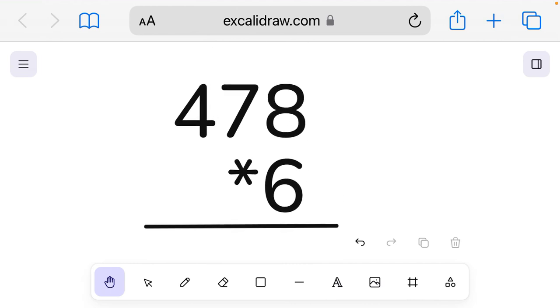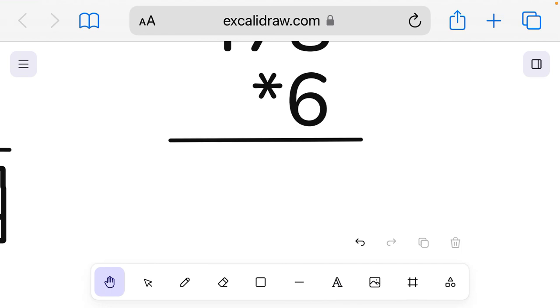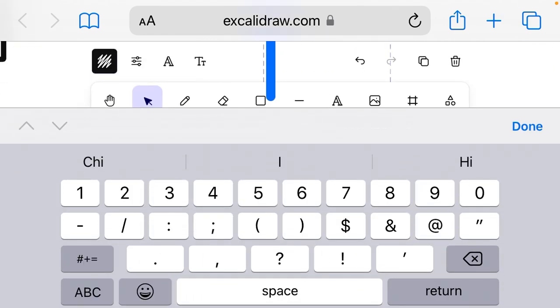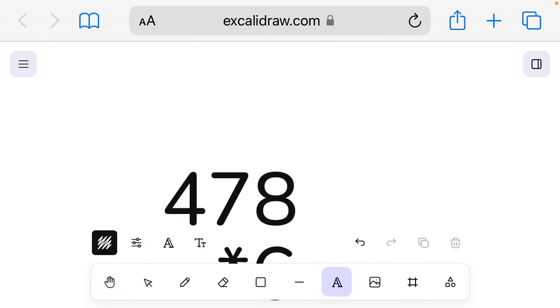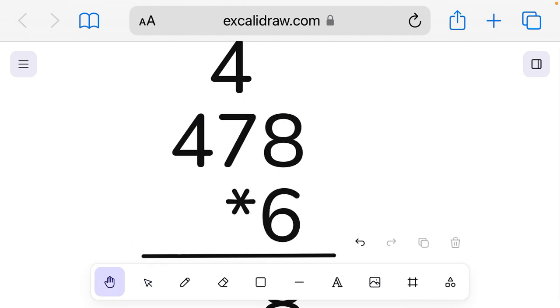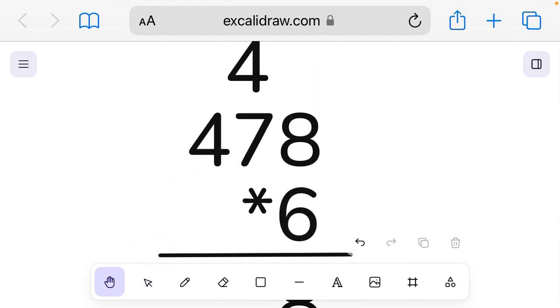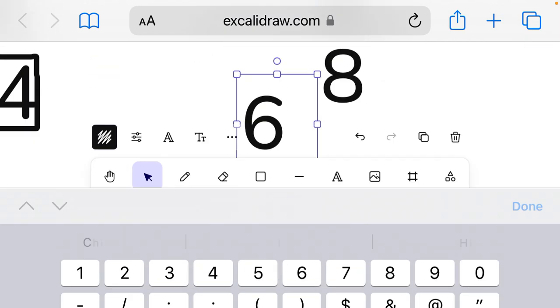So 478 times 6 is 48. And please ignore the low power mode. It's not important for you. So we have 7 times 6, which is 42, plus 4 is 46.